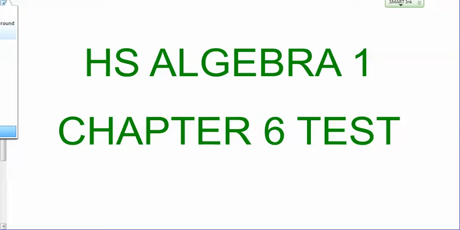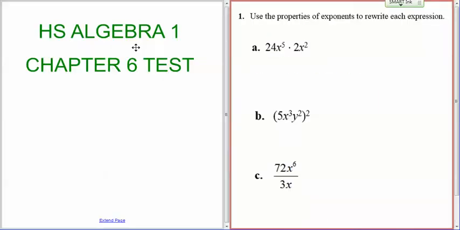A lot of exponent stuff here. Starting off with some simple exponential expressions that we're being asked to simplify. So first one, 48x to the 7th, because 24 times 2 is 48, and x to the 5th times x squared is x to the 7th. I know that when you're multiplying numbers with the same base, x and x, we add the exponents 5 and 2.